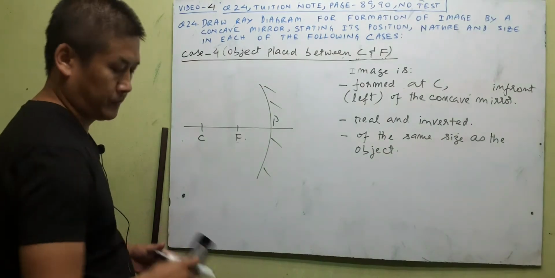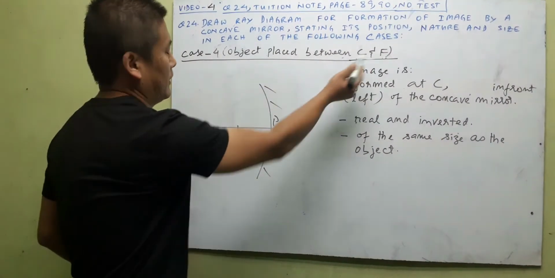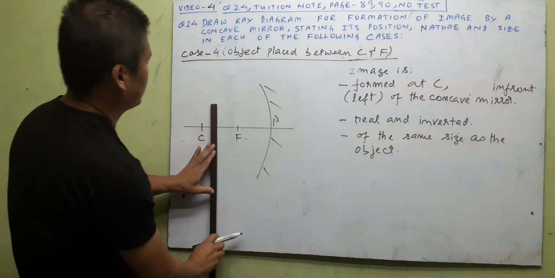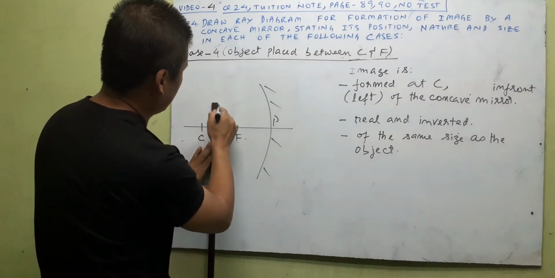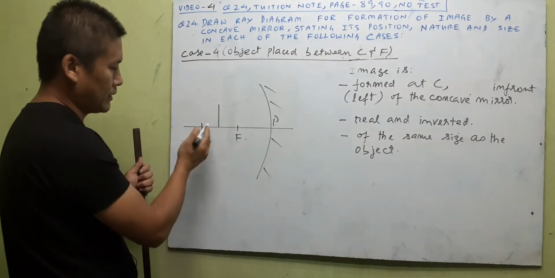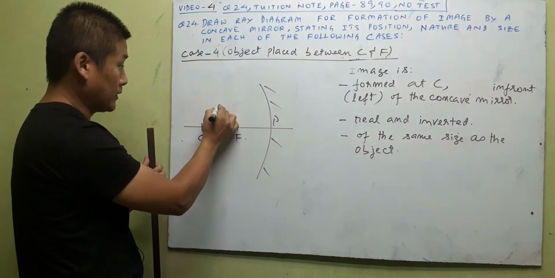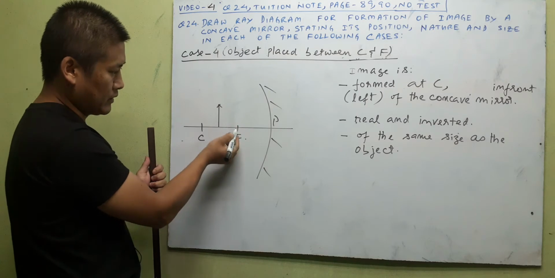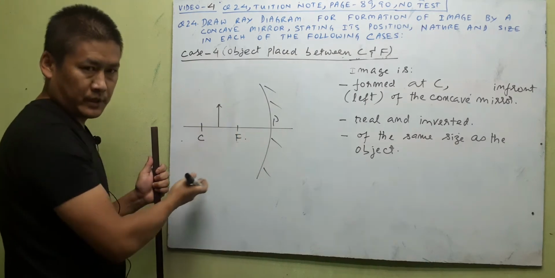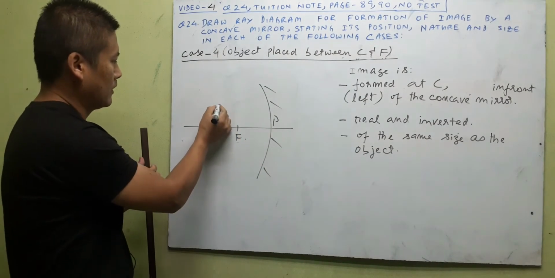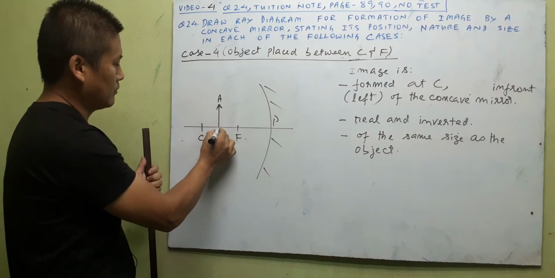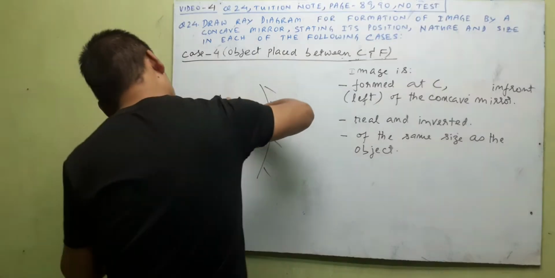Now here the object is between C and F. So between C and F you place an object of medium size, not exactly in the middle, but properly between C and F. Then you will get a good diagram. If you place it too close to F or C, it will be difficult to get the diagram. So place the top of the object, the bottom of the object. So this is our object.